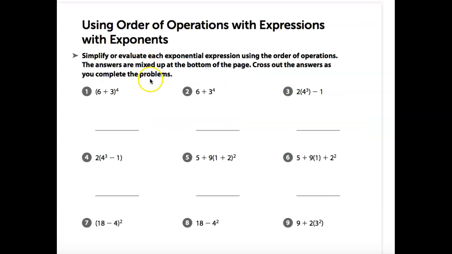Alrighty. Okay, this last page I'm going to give you as independent work. I'm going to go over a couple examples, but I think you're ready to do this page on your own. It says simplify or evaluate each exponential expression using the order of operations. So remember, on the order of operations, we do parentheses, then exponents, then multiplication and division, and then addition and subtraction. Okay? All right, so let's take a look at this real quick.